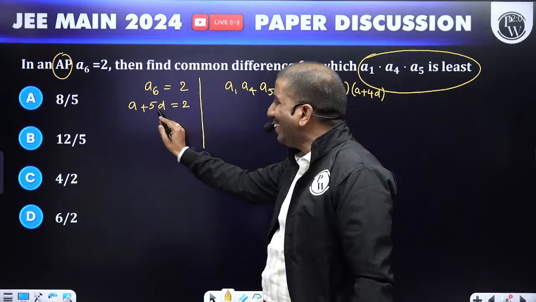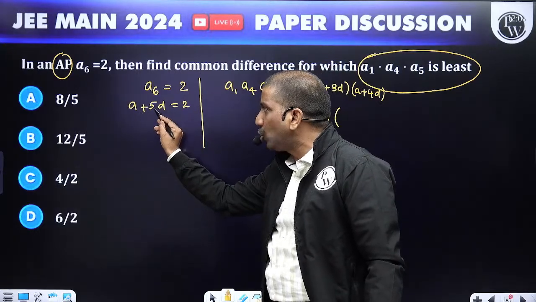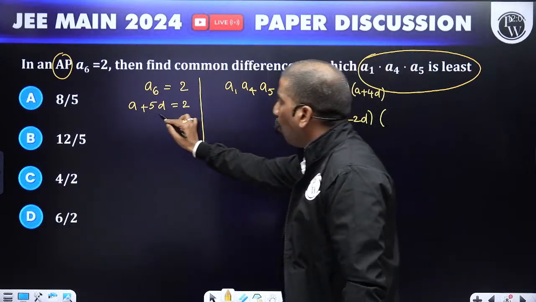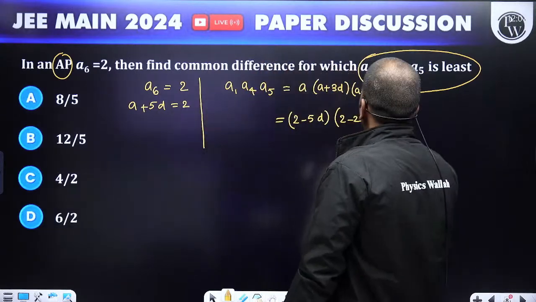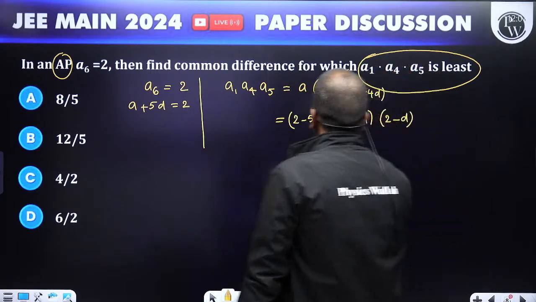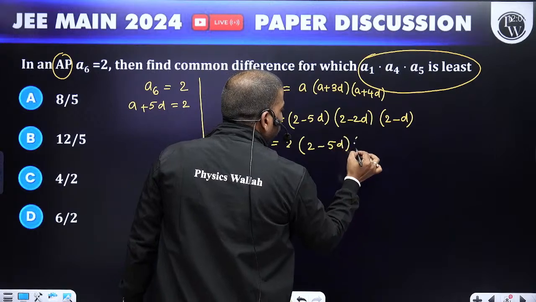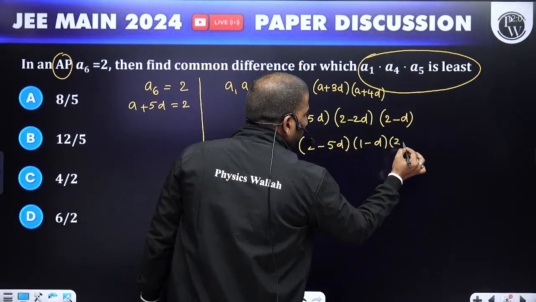A plus 3D. We want only 3D. Send 2 to the other side. So 2 minus 2D. We want 4D. So send D on the other side. So 2 minus D. That's all. We take 2 common from 2 minus 5D. What do we get here? 1 minus D. 2 minus D.